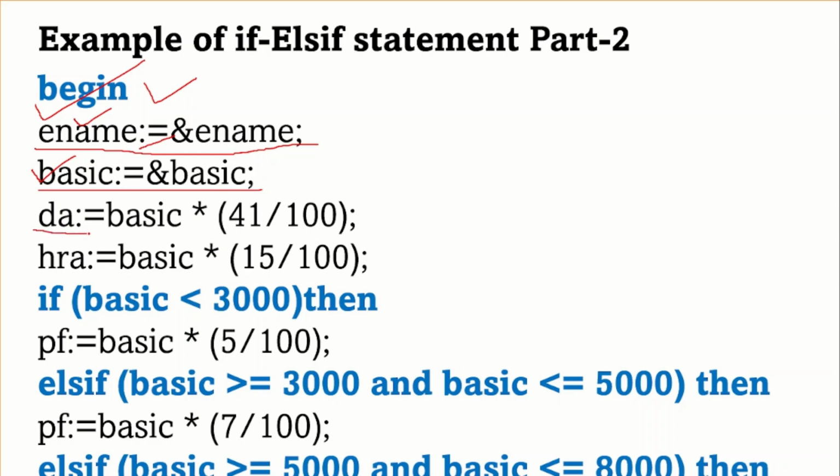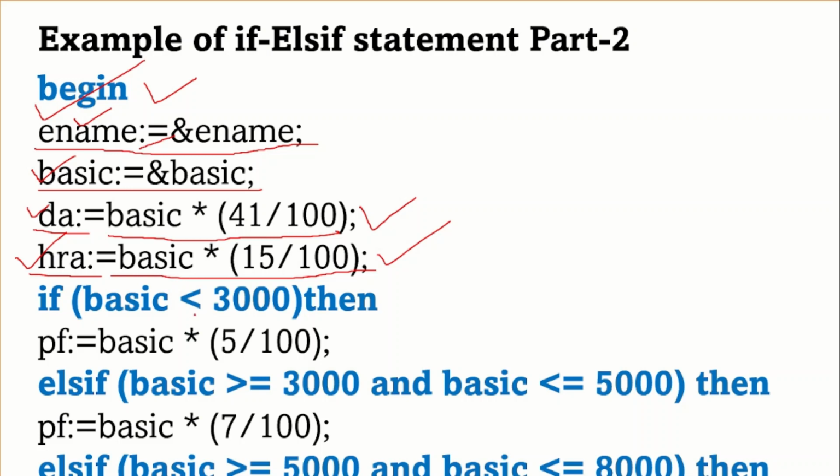Now what is DA? DA is 41% of basic. 41% means basic into 41 by 100 will calculate DA in this variable. HRA is 15%, so basic into 15 by 100 will be calculated and placed in the HRA variable. Colon equal is basically the assignment operator. So the output of this statement will go in DA. The output of this particular part of code will go in HRA.